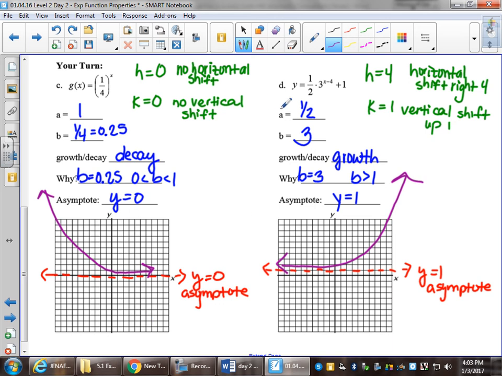So let's talk it out. I mentally say to myself, y equals A times B, so A is 1/2, B is 3. Even though A is a fraction, it's positive. That's all we need to know to make sure that our graph is above the asymptote. So positive A, B is 3. That tells me it's growth because B is 3, and that's greater than 1.